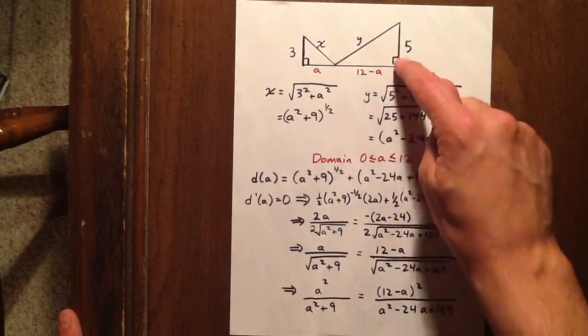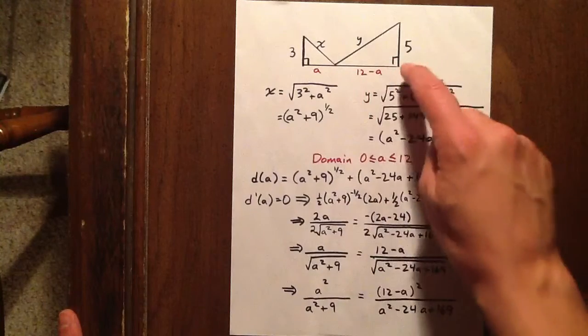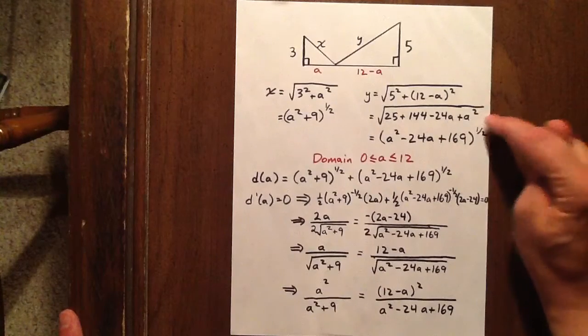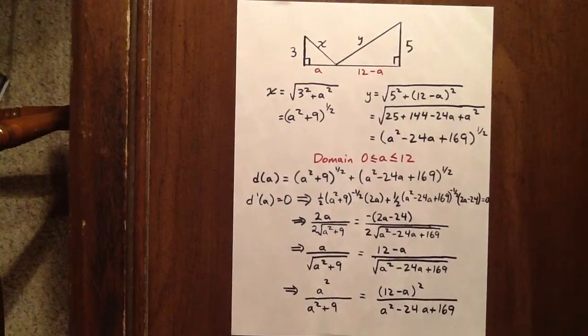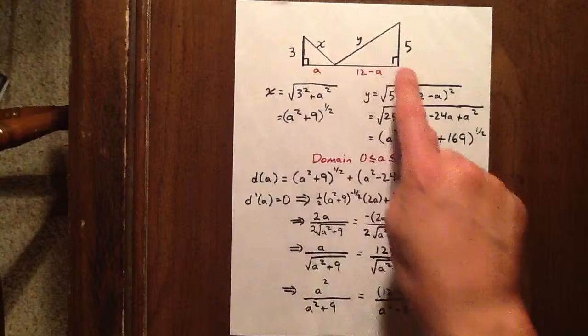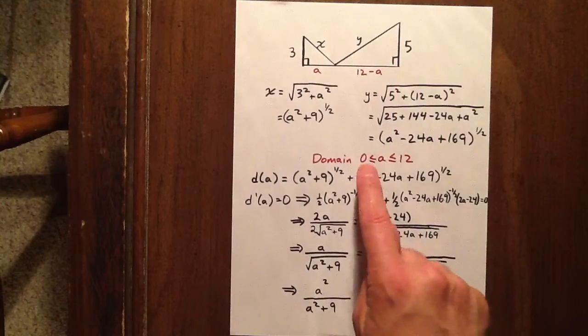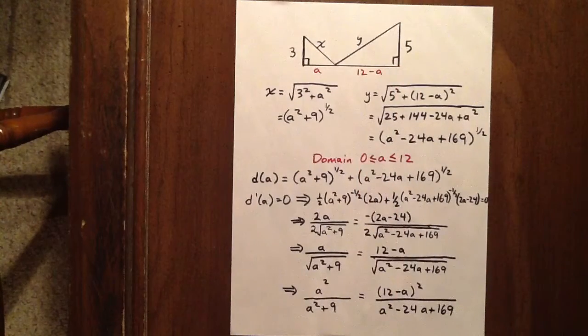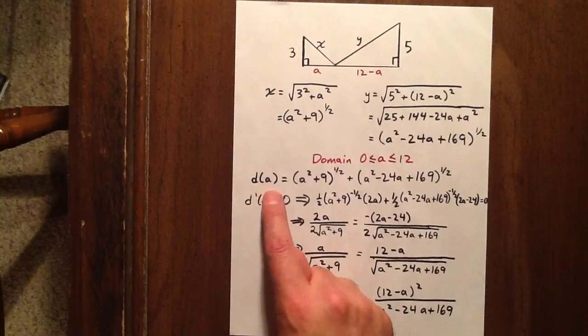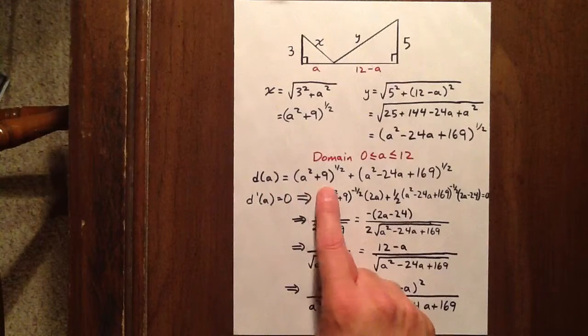We have another right angle here, 12 minus a and 5. So the square root of the sum of the squares of those sides is going to be (a squared minus 24a plus 169) to the 1/2. And the domain, in this case our independent variable is a, the domain is going to be 0 to 12. So the distance of x plus y, the distance as a function of a, is going to be this quantity plus this quantity.